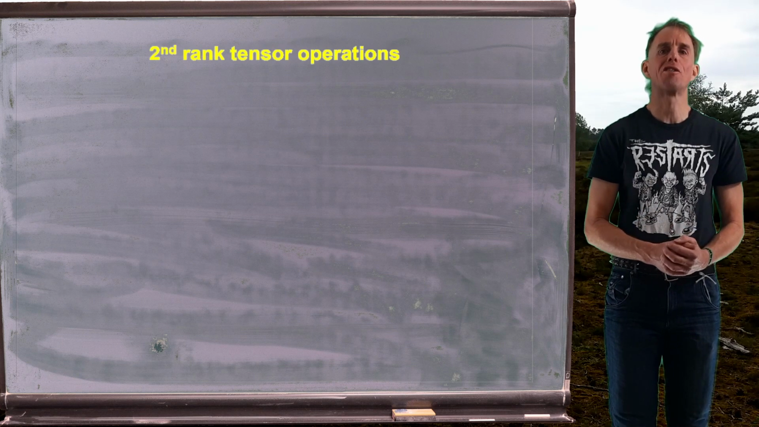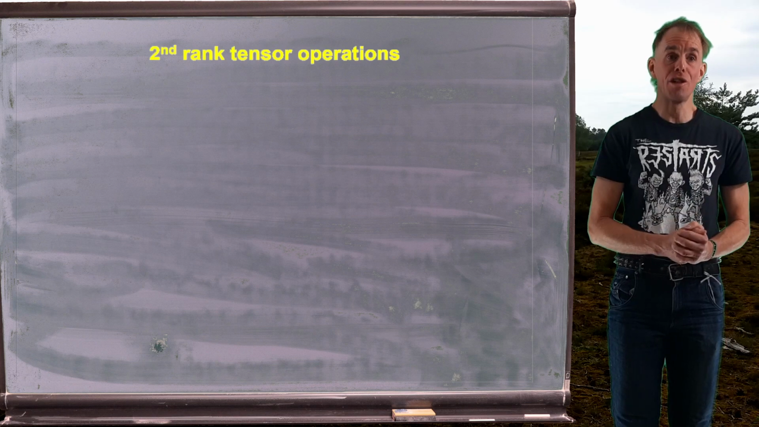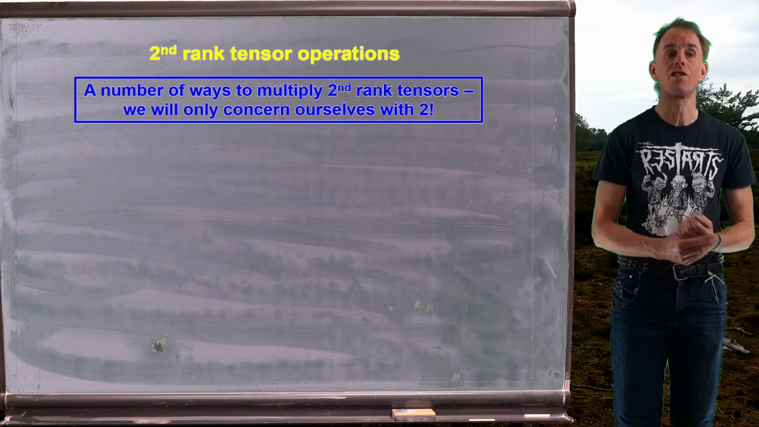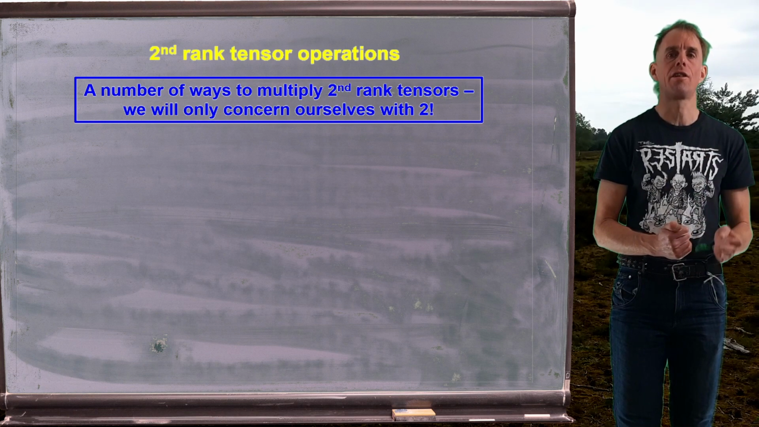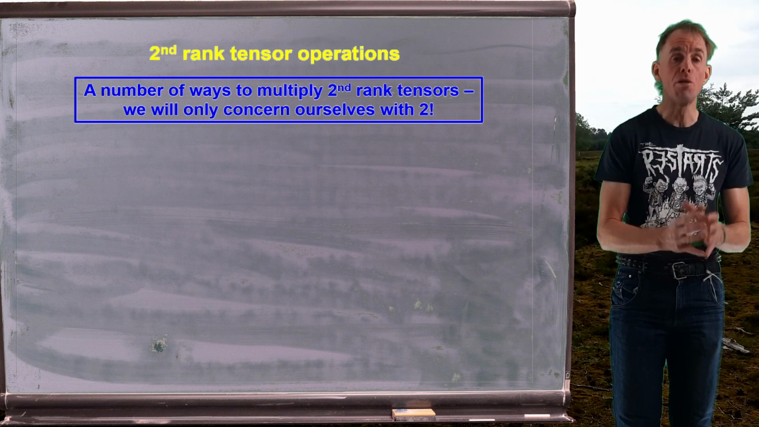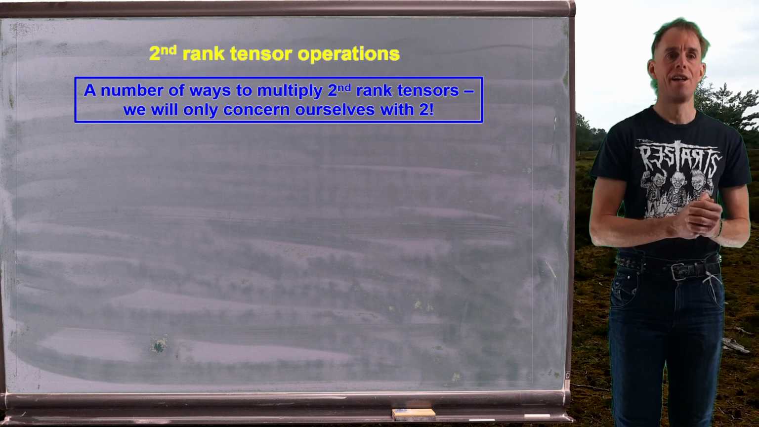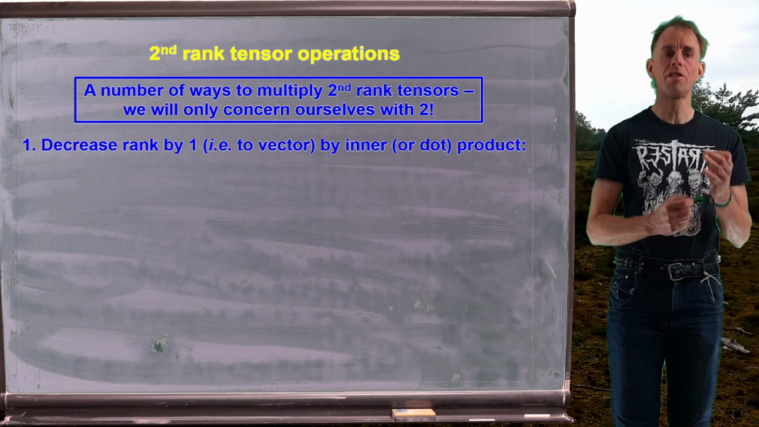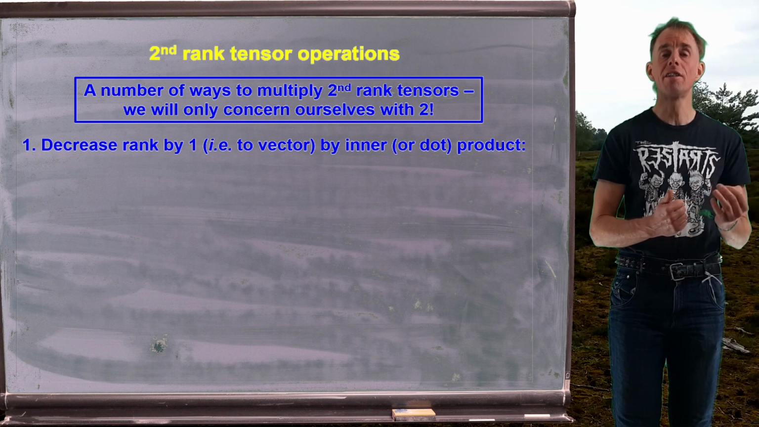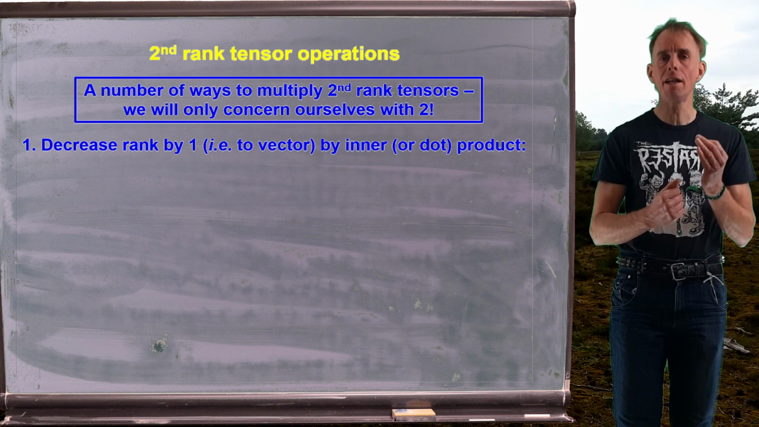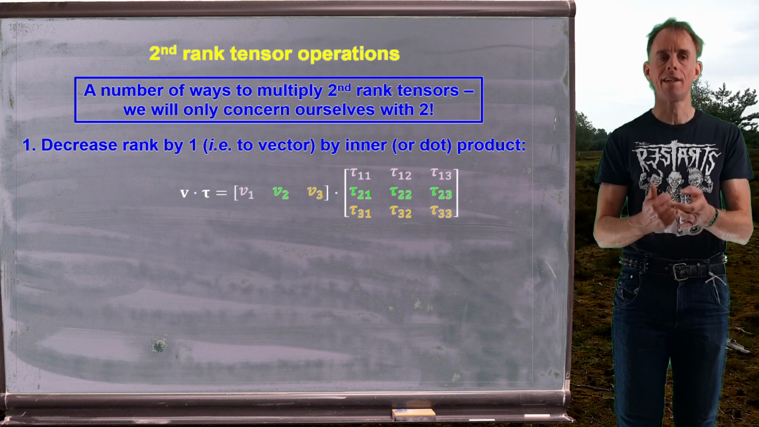So let's now think about operations that we can do with second-rank tensors. And it's probably going to come as no surprise that there's actually quite a lot of products that we can form with second-rank tensors. However, we're only going to concern ourselves with 2 of these products. Both of these products end up reducing the rank of the answer. So let's think about the first one. If we want to decrease the rank by 1, as in we get a vector answer, we're going to take an inner product. Now we need to be a little bit careful here, because the inner product is actually between a vector and a tensor.